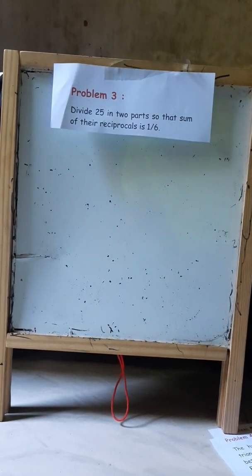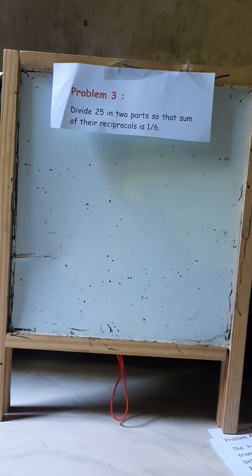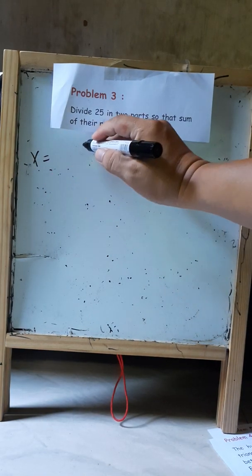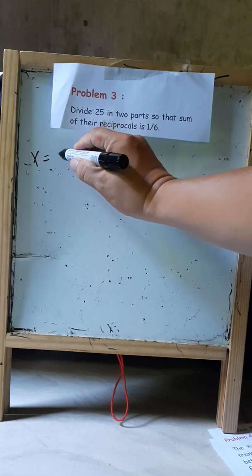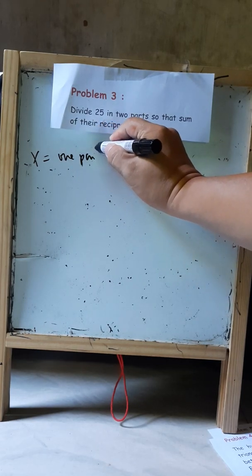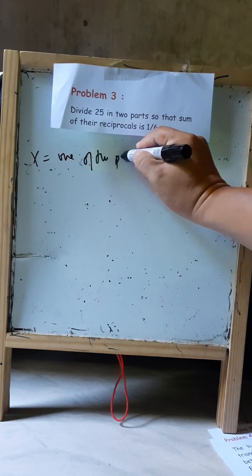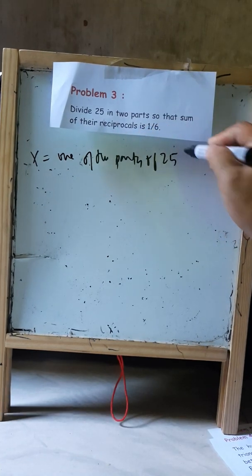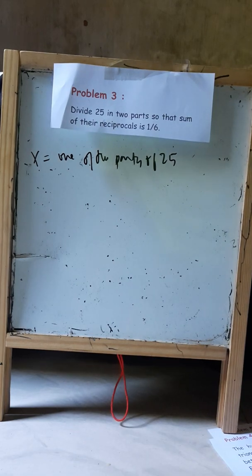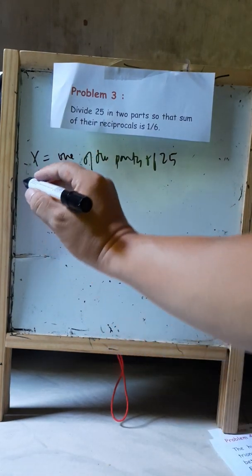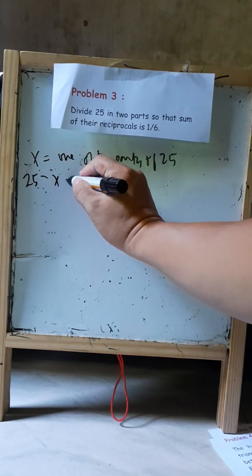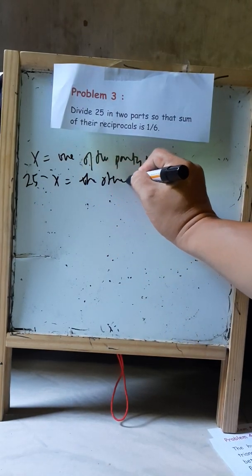For problem number 3, we have here: divide 25 into 2 parts so that the sum of the reciprocals is 1/6. So let x be one of the parts of 25. Then the other part is 25 minus x.